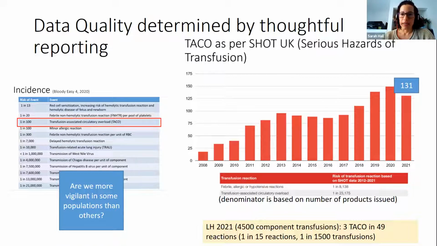And then on the TACO side, as I said, they had about 131 TACO reactions in the UK in 2021. And their data shows that they're seeing TACO in about 1 in 23,000 transfusions. The denominator is based on the number of products issued. So their numbers are not matching up with what we're reporting. And when I pull data from my corporation, which is a very small data set, so you can't extrapolate our findings to anywhere else, in 2021 we did 4,500 component transfusions, and we had 3 TACO in 49 reactions. So for us, that means that we're seeing 1 in 15 reactions are a TACO, or 1 in 1,500 transfusions.